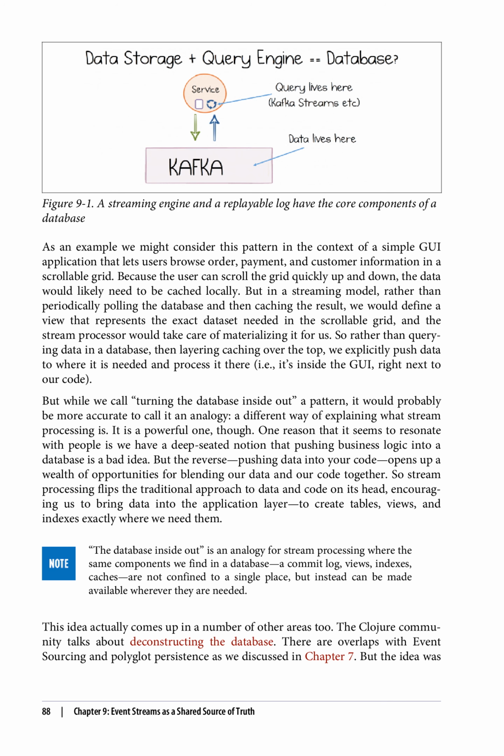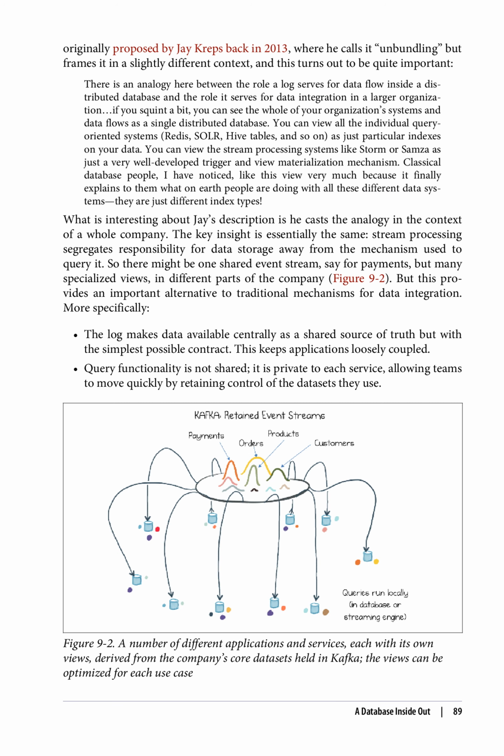The database inside out is an analogy for stream processing where the same components we find in a database, a commit log, views, indexes, caches, are not confined to a single place, but instead can be made available wherever they are needed. This idea actually comes up in a number of other areas too. The Clojure community talks about deconstructing the database. There are overlaps with event sourcing and polyglot persistence as we discussed in Chapter 7. But the idea was originally proposed by Jay Kreps back in 2013, where he calls it unbundling but frames it in a slightly different context, and this turns out to be quite important.